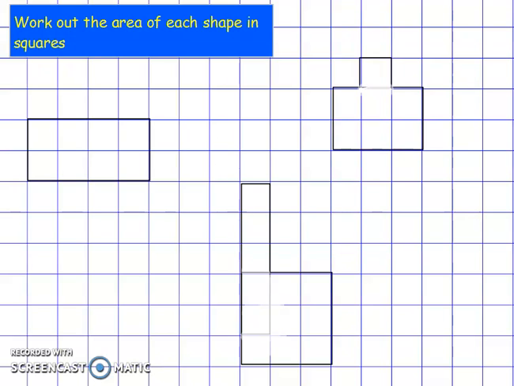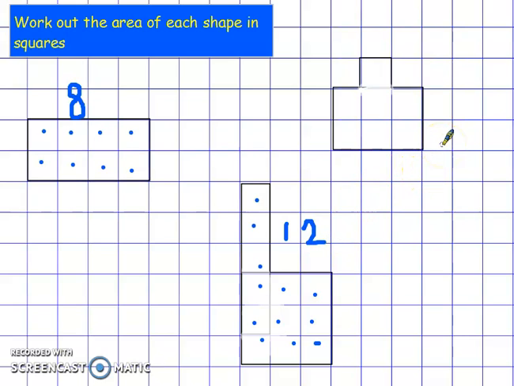Work out the area of each shape in squares. Let's have a look together at this one. Count with me. 1, 2, 3, 4, 5, 6, 7, 8. This one is 8 squares. What about this shape down here? Count with me. 1, 2, 3, 4, 5, 6, 7, 8, 9, 10, 11, 12. This one has an area of 12 squares.